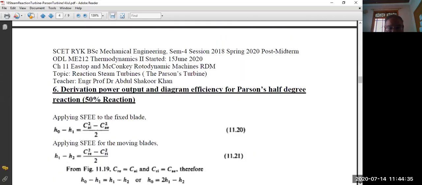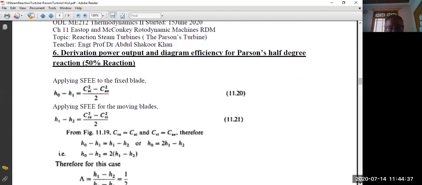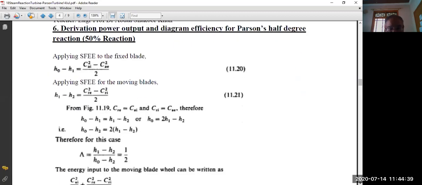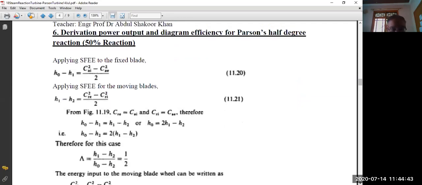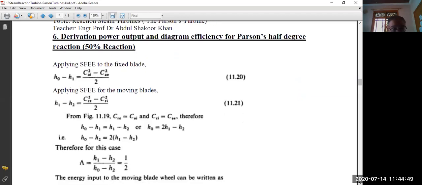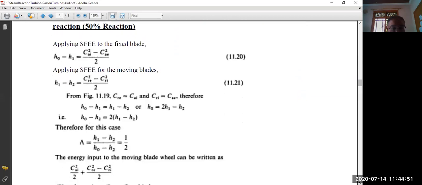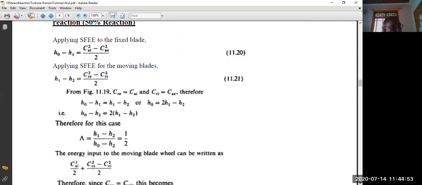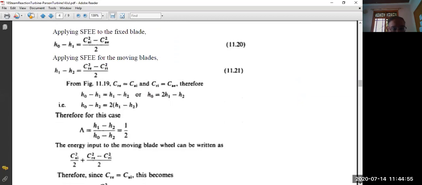Now, derivation of power output: from this diagram we can calculate power. Power is equal to H0 minus H1, this is the steady flow energy equation applied to the fixed row of the blade. So this is the enthalpy drop in the fixed blades, and the enthalpy drop in the rotating blades, H1 minus H2, is given by this equation, velocity squared by 2.